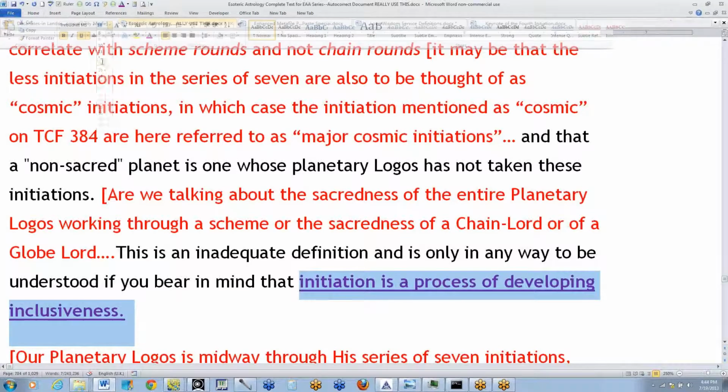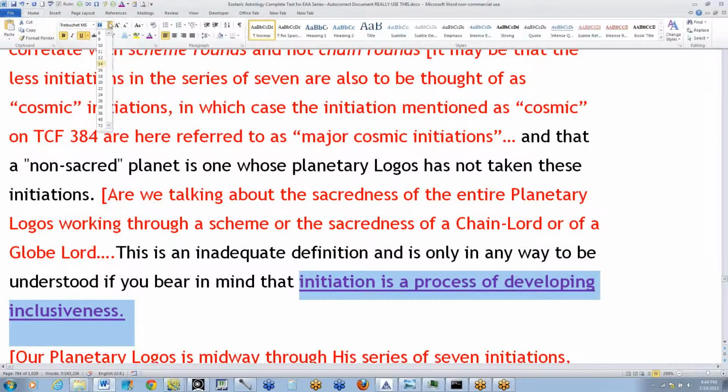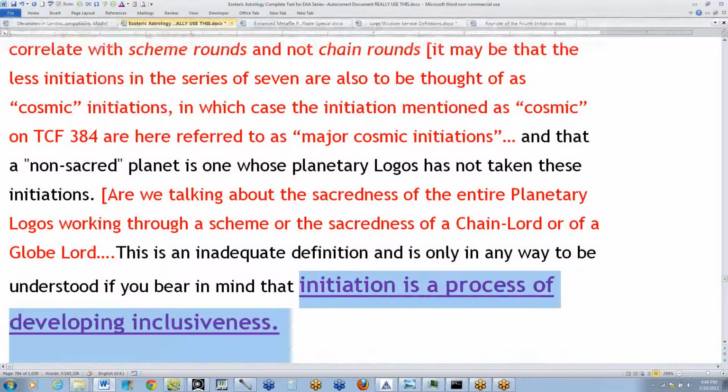So forgive me for that error. There was an error there because I was talking about a scheme round having, a chain round having to continue through other chains. It doesn't have to, obviously. But still, the duration of time is immense from the human perspective.